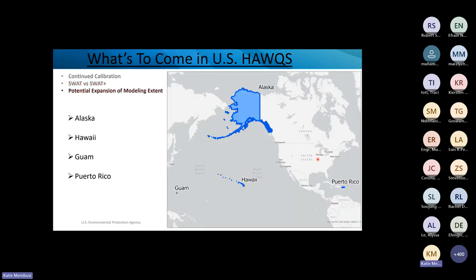And the other thing is that we are looking at potential expansion of the modeling extent to include Alaska, Hawaii, Puerto Rico, and Guam to give it a little bit more comprehensive extent of modeling. And so that's all still dependent on funding and data availability as to whether those regions will be able to be included in HAWQS in the future.